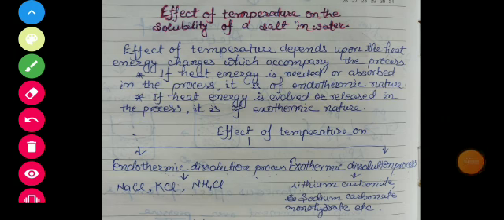In case of an endothermic dissolution process, on increasing temperature the solubility will increase, but in case of exothermic, on increasing temperature the solubility will decrease.